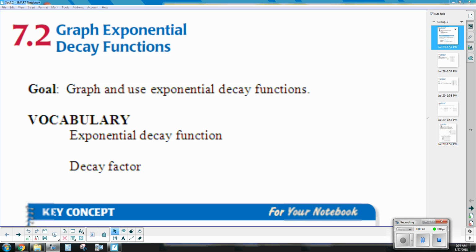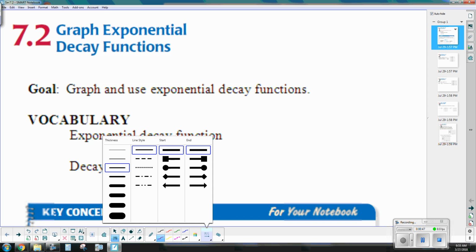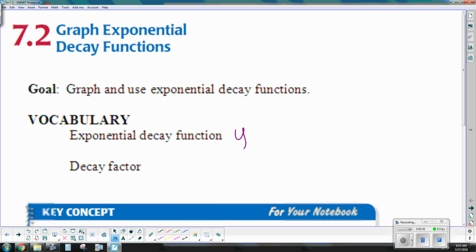and smaller. So an exponential decay function is going to be written in the form y equals a times b to the x power. But here, a has to be greater than 0 still, just like in our exponential growth function. But b is going to be between 0 and 1.